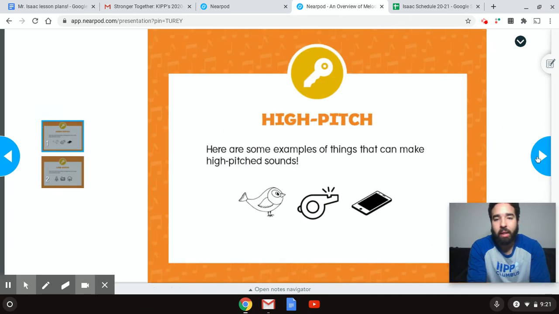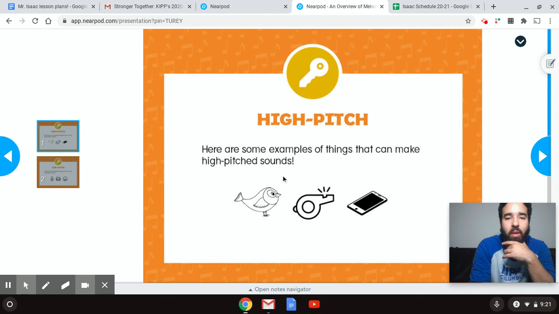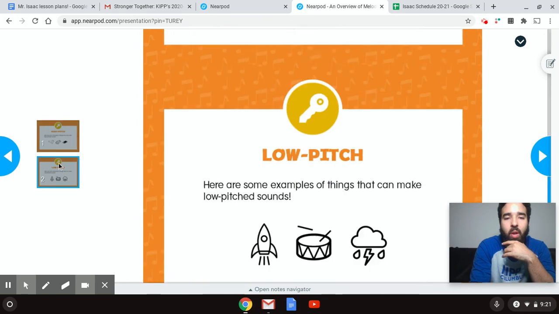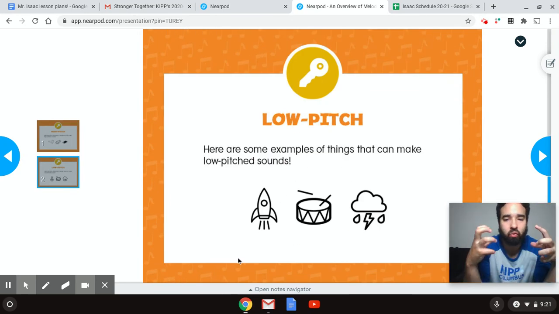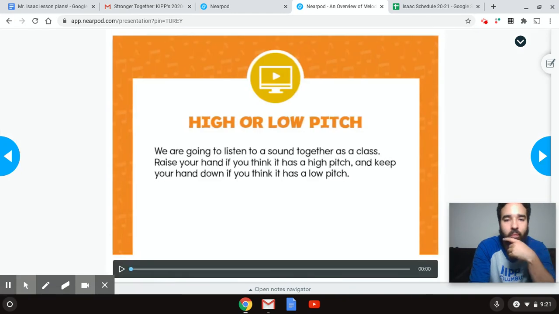Moving on, go ahead and click next. Here are some examples of high-pitched things. Remember, we had the bird, the whistle, the cell phone, and we have some low-pitched things, the rocket, a drum, and a thunderstorm. All right, all low-pitched things that we have encountered throughout our lives so far.